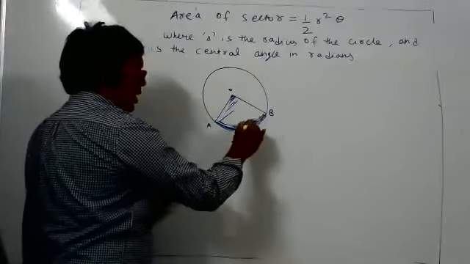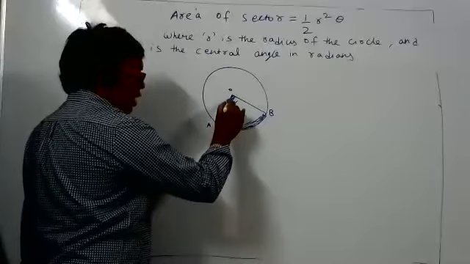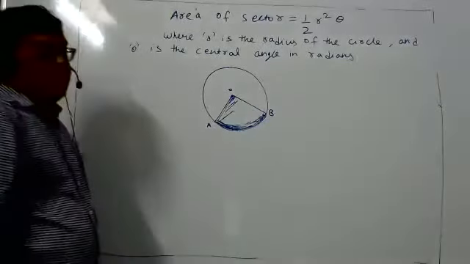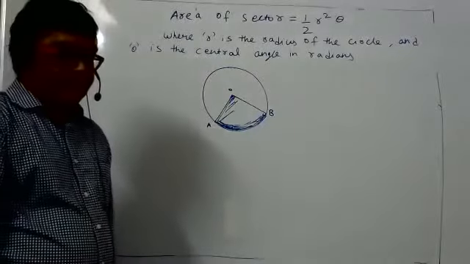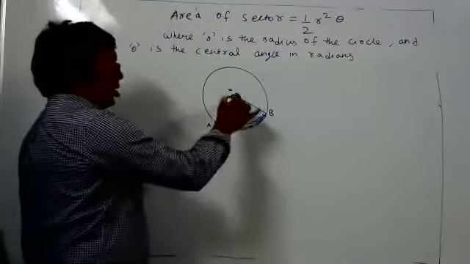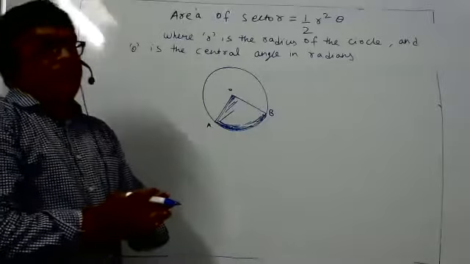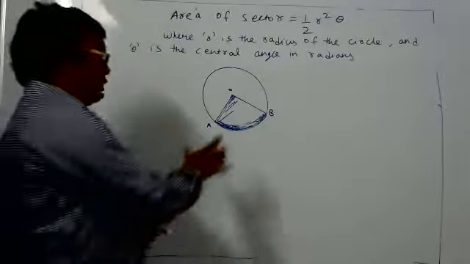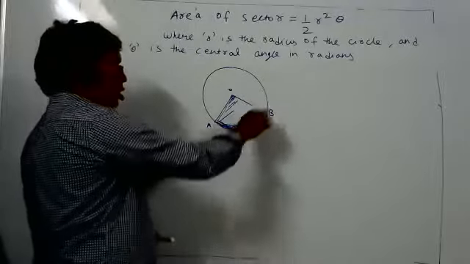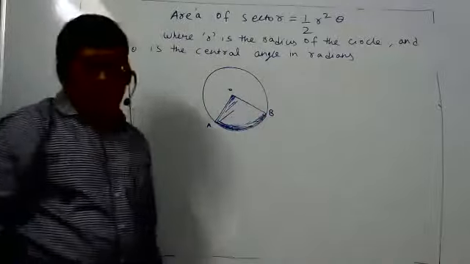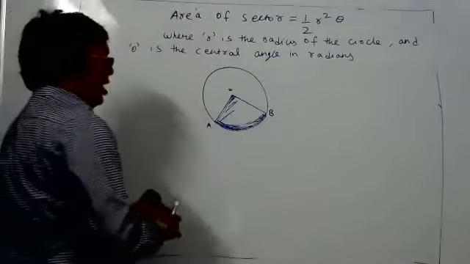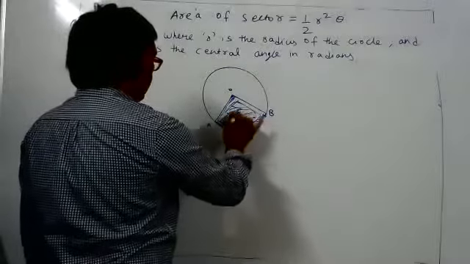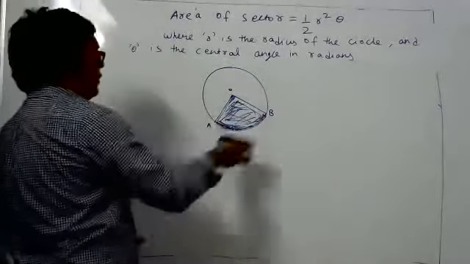I think in lower class you have learned about sector. Do you know or not know what is sector? We know, sir. So how to find area of sector? Sector means the area bounded between two radii and the arc between those two radii. This area is called area of sector. So we will learn to find the area of the sector. Formula already I wrote.